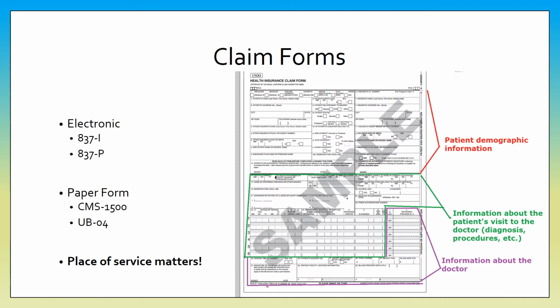There are two different electronic forms, 837I and 837P. The I stands for institutional and the P stands for professional. The two paper forms are CMS 1500 and UB04. Within the next slide, we will go over what forms need to be completed for different locations and services provided. Please make sure you know the importance of the forms and what sections need to be completed for the correct reimbursement.